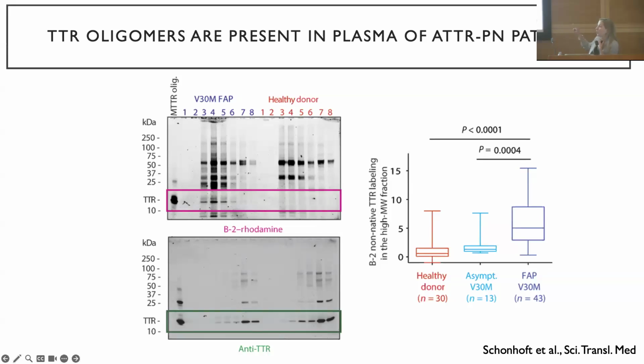They actually looked at what was circulating in these patients using a probe that they designed to only detect oligomers. When they looked in patients with ATTR polyneuropathy, they were able to see these multimeric structures floating around, and this is a mutation that causes ATTR polyneuropathy that they didn't see in healthy donors. And interestingly, they also didn't see in patients who were asymptomatic.